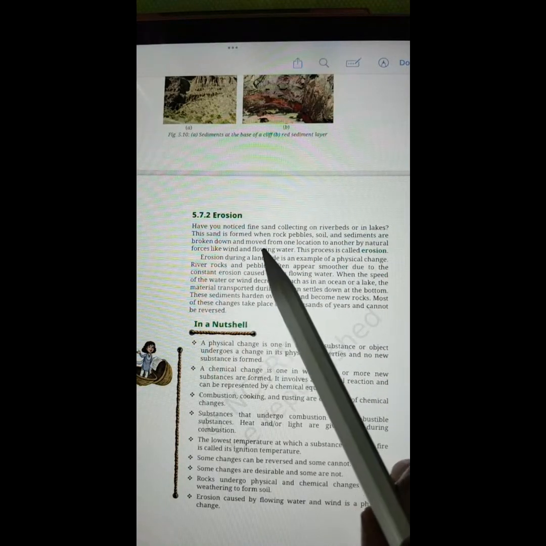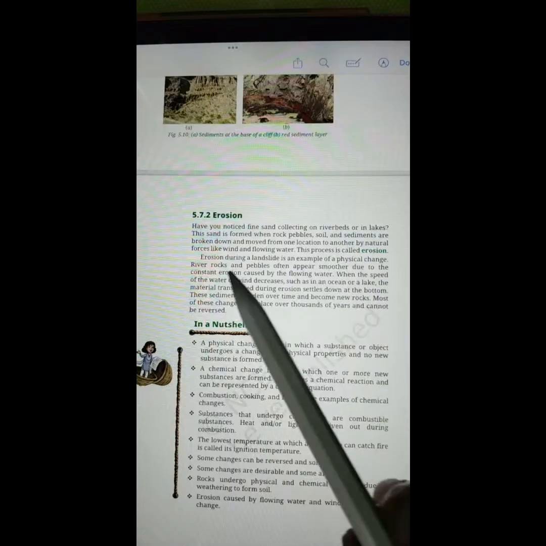So, weathering is the process in which rocks are being broken into smaller pieces. What is erosion now? Have you noticed fine sand collecting on riverbeds or in lakes? This sand is formed when rock pebbles, soil, and sediments are broken down and moved from one location to another by natural forces like wind and flowing water. This process is called erosion.